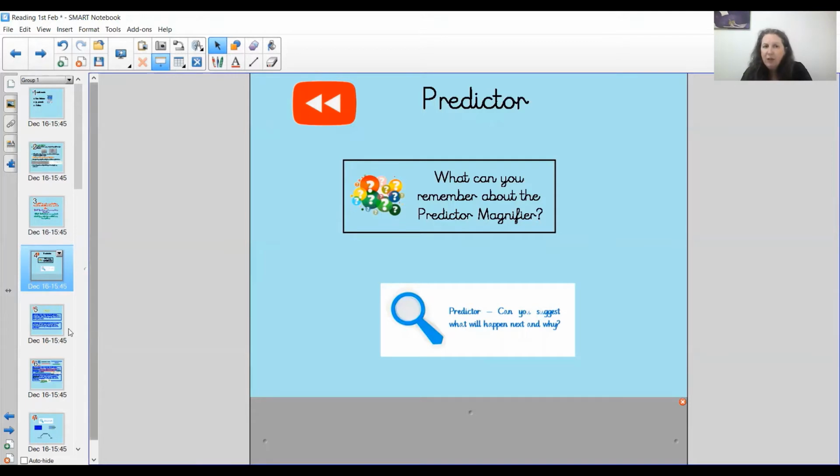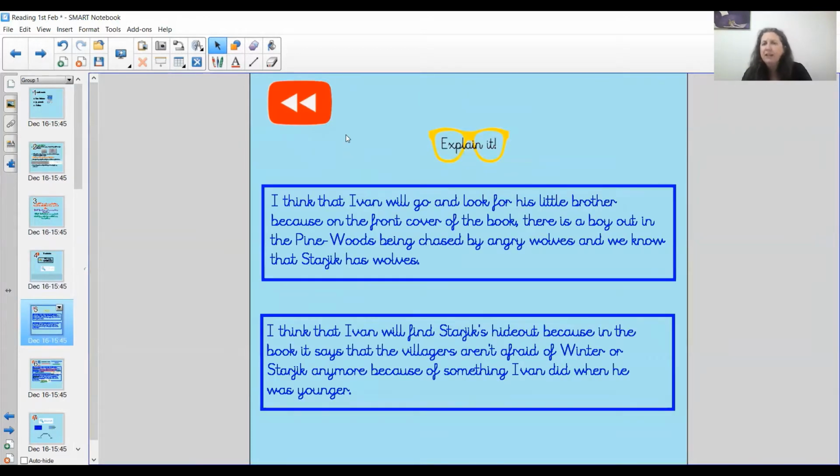Okay, what I want you to do is have another little bit of a rewind, have another think back to that first lesson of this new half term, which was just after Christmas. Okay, we had a lesson on predicting, and we were predicting what was going to happen, having just read the start of our story and finding out that Ivan's little brother had been taken. Okay, so these were the predictions that we made.